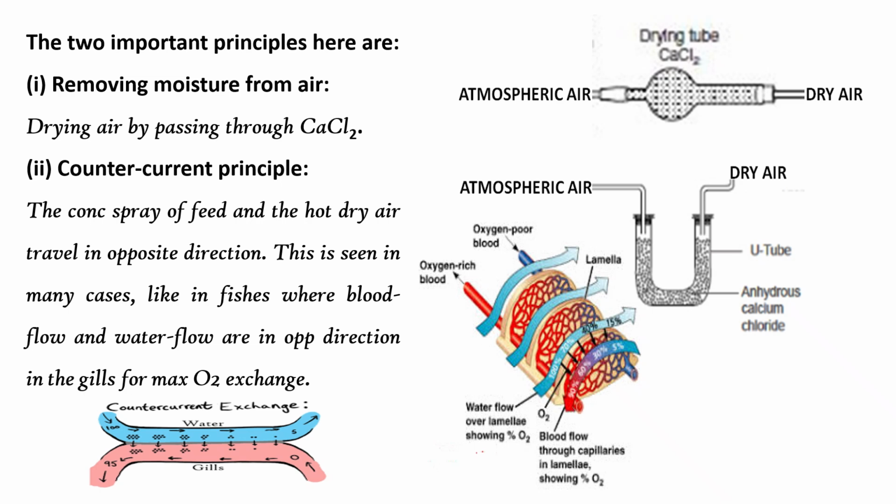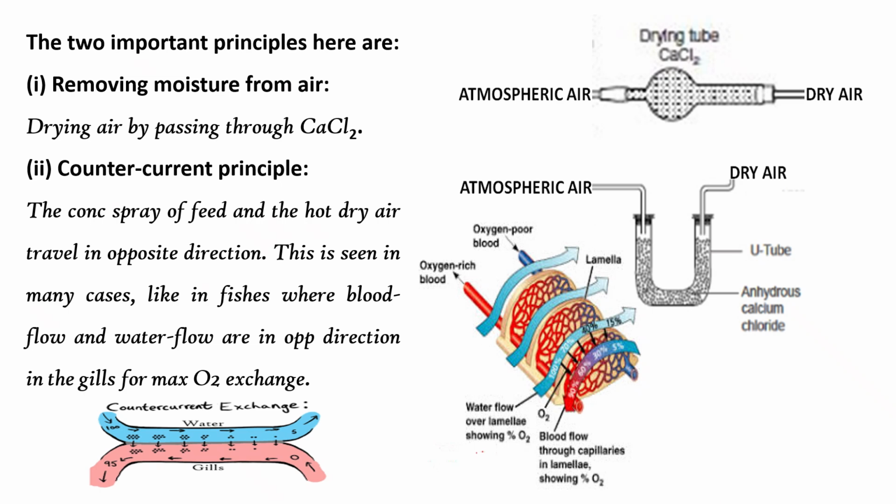First is how to get dry air. So we get dry air by removing moisture when we pass air through calcium chloride. When air is passed through calcium chloride, we get dry air. That is how we are removing the moisture and getting dry air. Counter current principle: the concentrated spray of feed and the hot dry air travel in opposite direction.